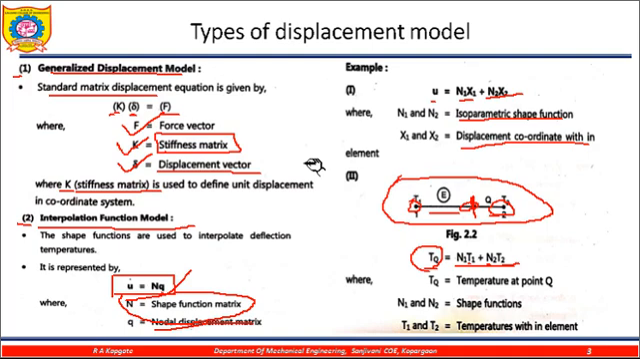Keep in your mind, whenever we need to solve the problem, we need to focus first on what type of displacement model we are using. If we are using the standard displacement matrix, then we focus on the stiffness matrix, and whenever we are using the interpolation function, at that time we focus on the shape function. When we move to chapter number 4, the isoparametric elements, we focus mainly on the shape function, because in that chapter the shape function plays the important role, and we use this displacement equation there.